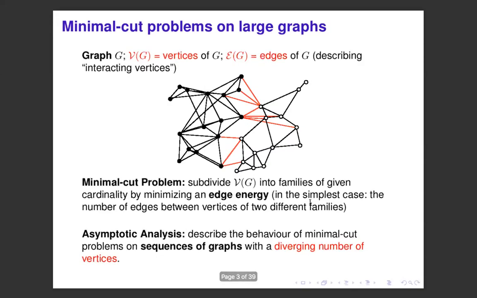So the picture we have in mind, we color our graph in two colors, and we minimize the number of edges of the graph which connect points with different colors. As the number of nodes of the graph diverges, we want to keep track of what happens to these kinds of problems and see what is the limit behavior.